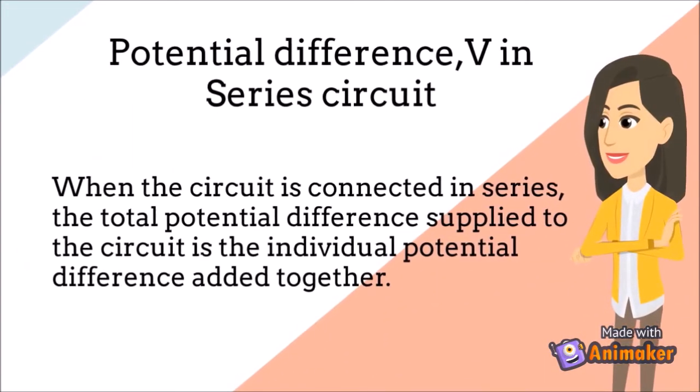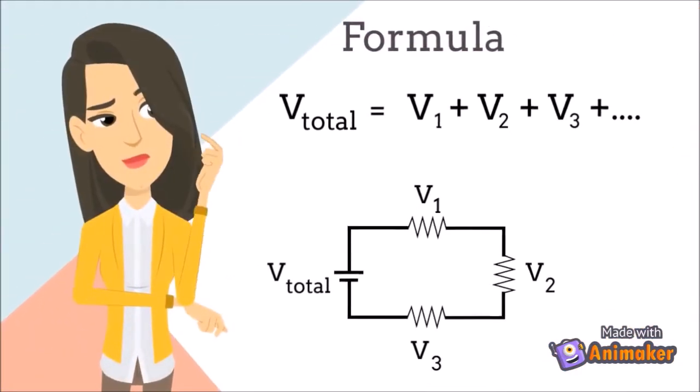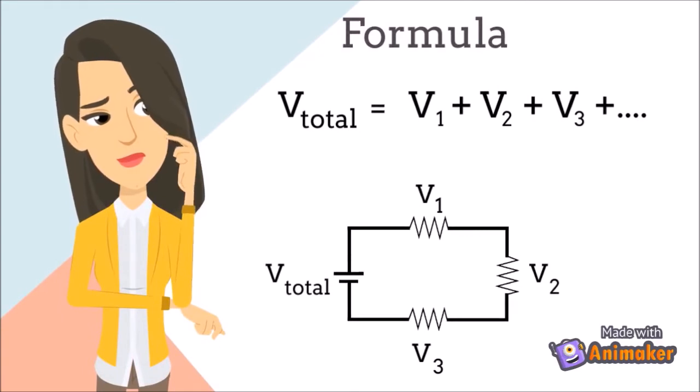Let's look at the potential difference in series circuit. When the circuit is connected in series, the total potential difference supplied to the circuit is the individual potential differences added together. Now, you can see from the formula that the total potential difference, which is the V total, is equal to the sum of the individual potential differences added together.